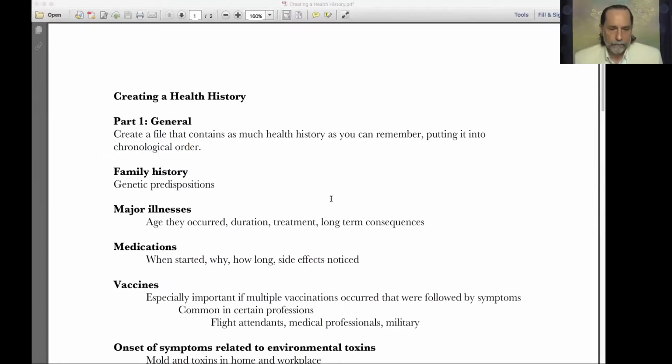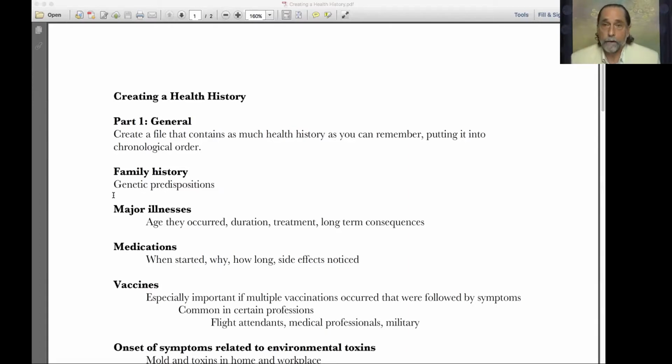So part one, general, all right? This is a simple assignment. The more in-depth you do this, the more helpful it will be. Now, the main thing that we're doing here that's a bit different than an intake form is we're doing a chronological history, all right? It starts with your mother's health. You can also include family health in there as well, but it includes things like, did your mother smoke?